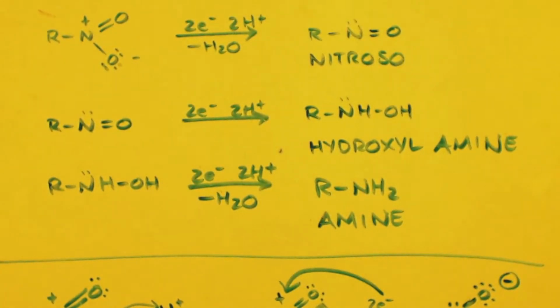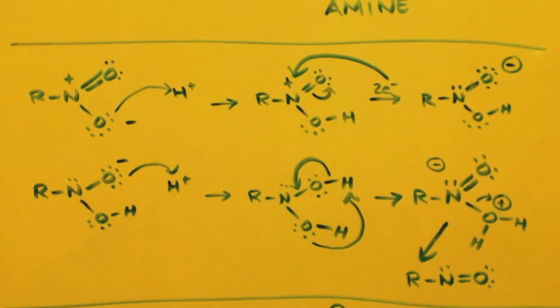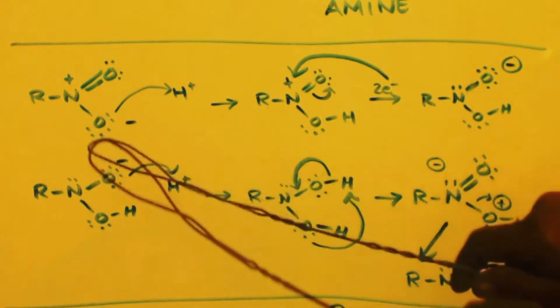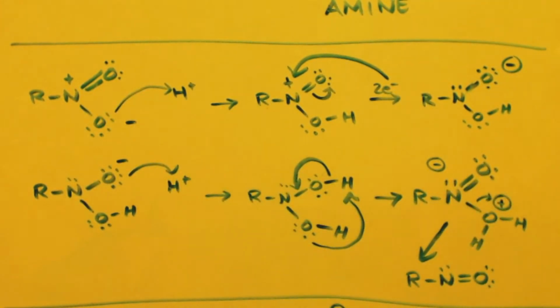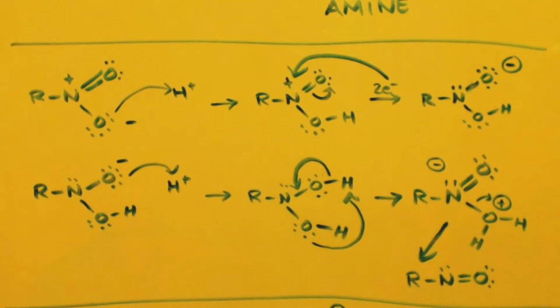Let's try to go over the mechanism, though. Remember, we want to protonate first 2 times in 2 electrons, right? Protonation is the quickest thing, so we're going to do that first. You can see that the nitro group becomes a Zwitter ion, and you have a positive nitrogen and a negative oxygen.